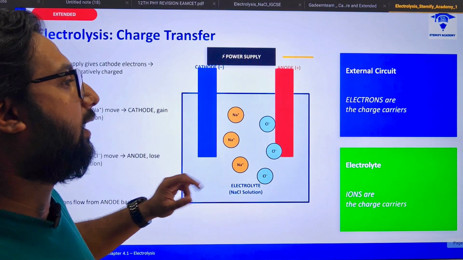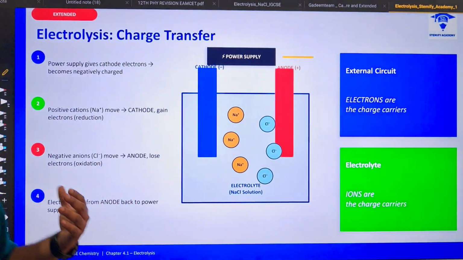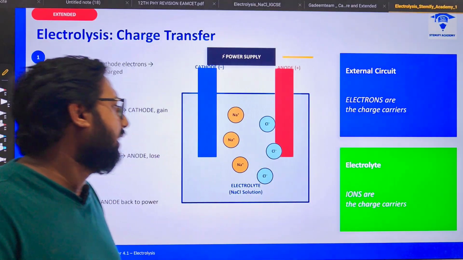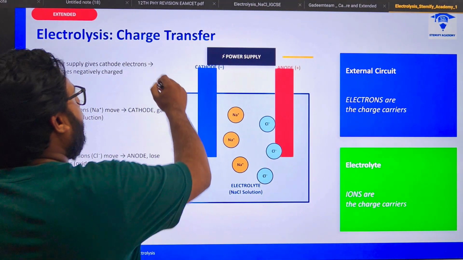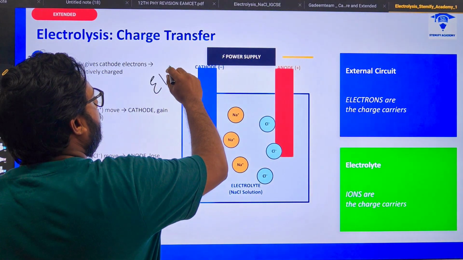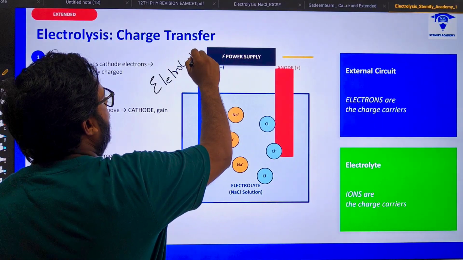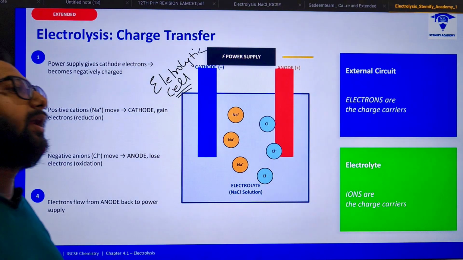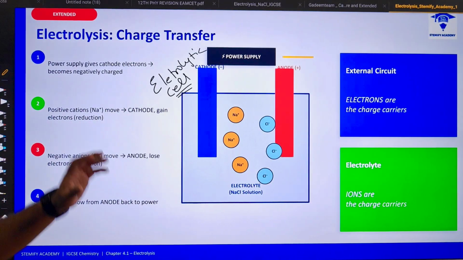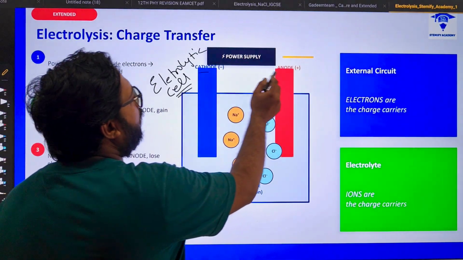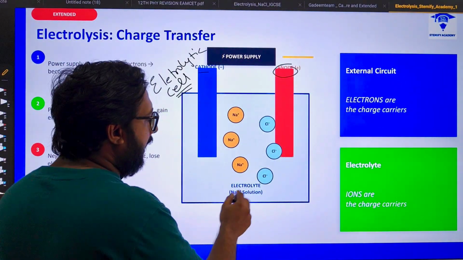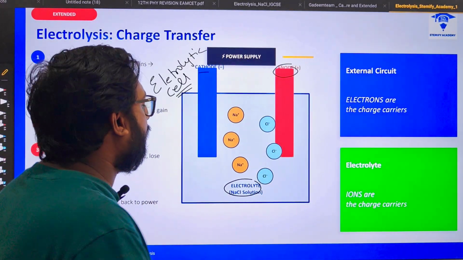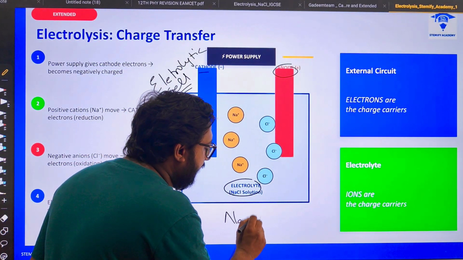Now let us understand how electrolysis occurs. For electrolysis, we need an electrolytic cell. An electrolytic cell consists of a cathode, an anode, and the electrolyte. Here in this instance, we are using NaCl as electrolyte.